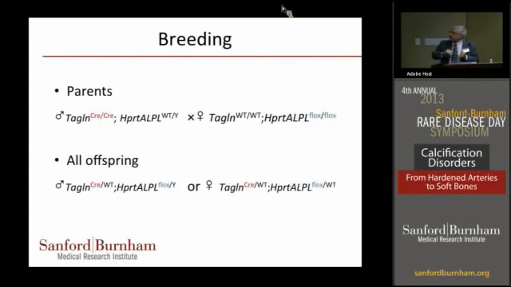We've done that by breeding them to the tag-linked Cre mice, which express SM22 alpha actin. So it's a vascular smooth muscle cell specific promoter. So only vascular smooth muscle cells will now activate TNAP.